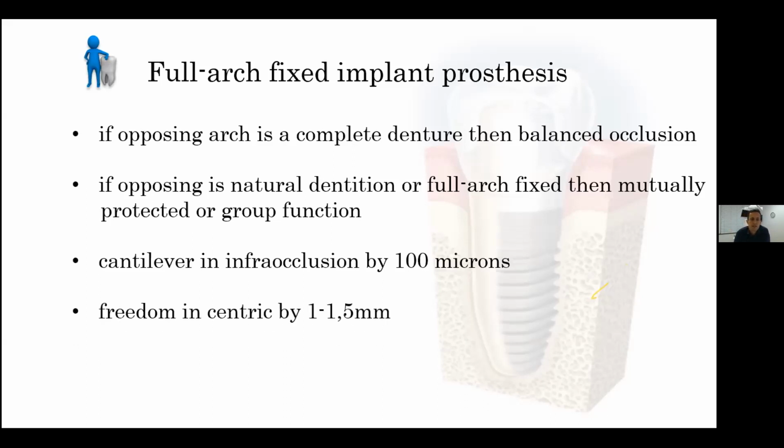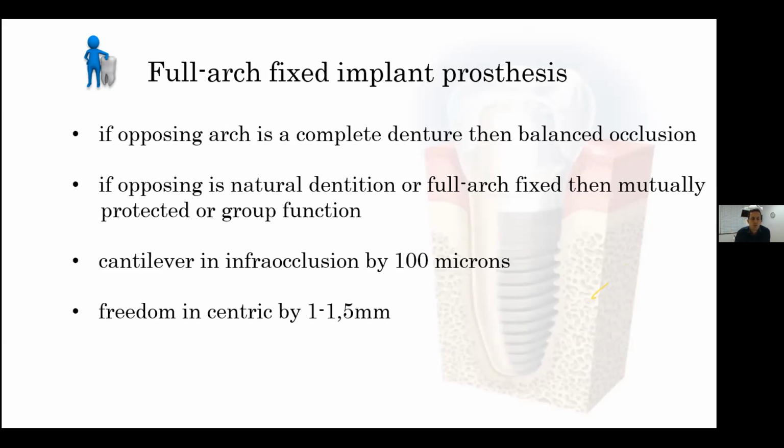And then we must create a freedom in centric by 1 to 1.5 millimeters in implantology. So freedom of centric, just to explain it, is creating enough space for the person to function without any interference and without any restriction of the envelope of function. This means what you do is in the anterior area the patient sits upright and they chew on some articulating paper and you don't support the jaw. They just chew and move their jaw around up and down.